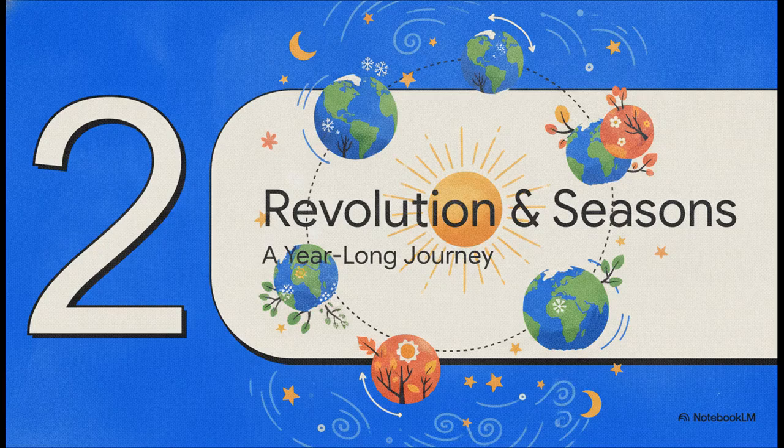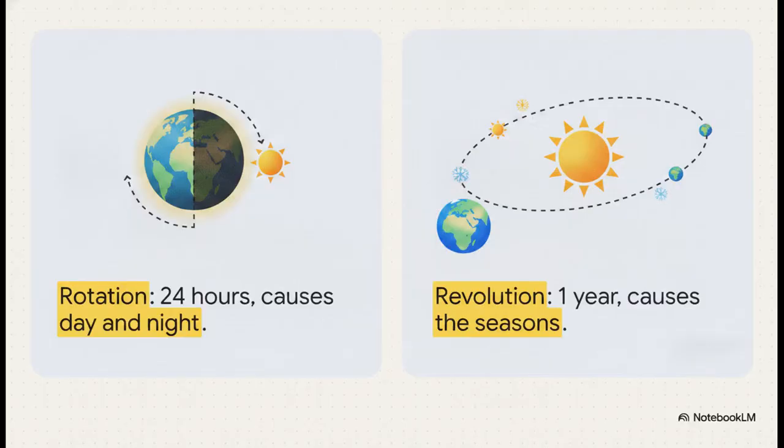Moving right along to Section 2, Revolution and the Seasons, a year-long journey. Okay, I literally want you to take a mental snapshot of this because it is pure exam gold. Examiners are obsessed with testing if you know the difference between these two words. Rotation is just the Earth spinning on its axis. Takes 24 hours, gives us day and night, done. Revolution, on the other hand, is the Earth physically traveling in its massive orbit around the Sun. That takes a whole year, about 365 days, and that is what's responsible for the changing seasons. Do not mix those two up.